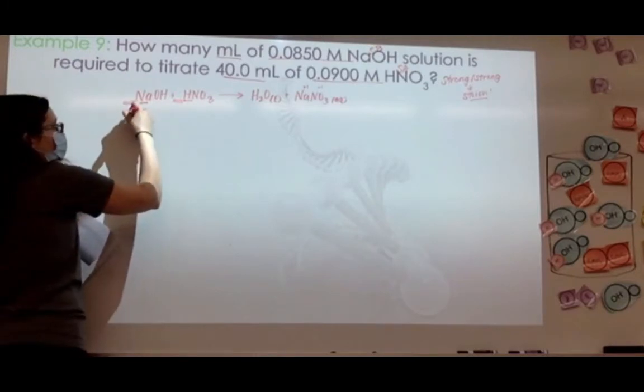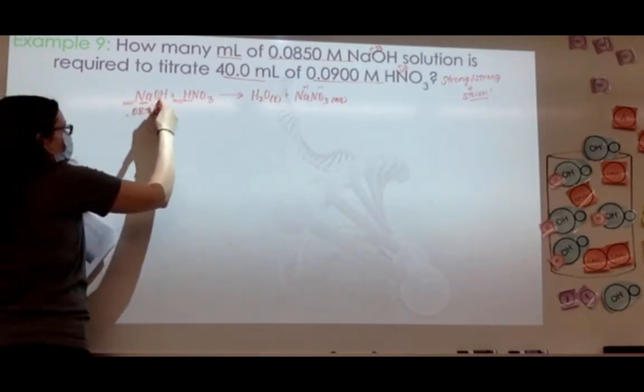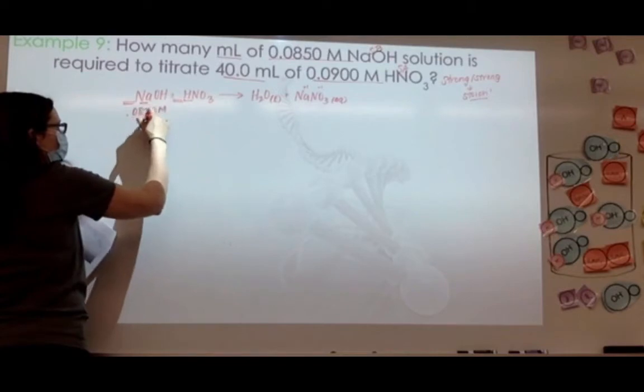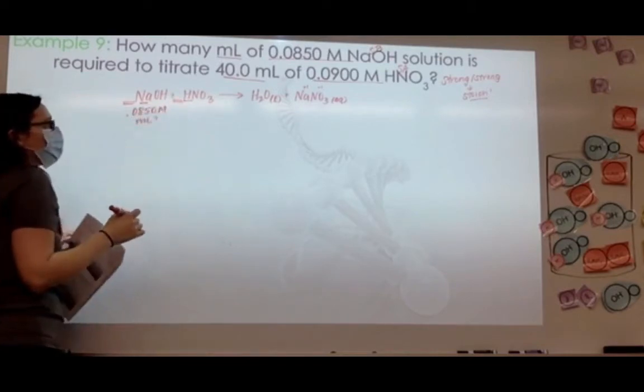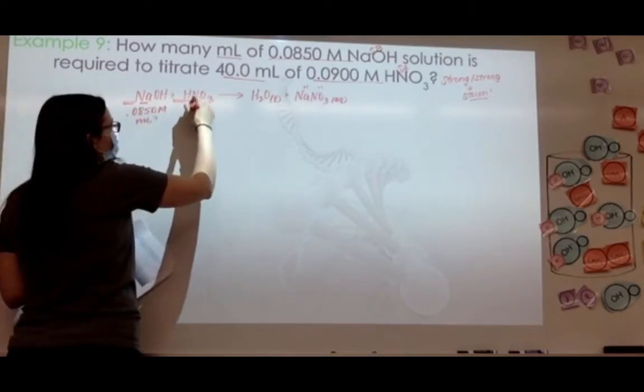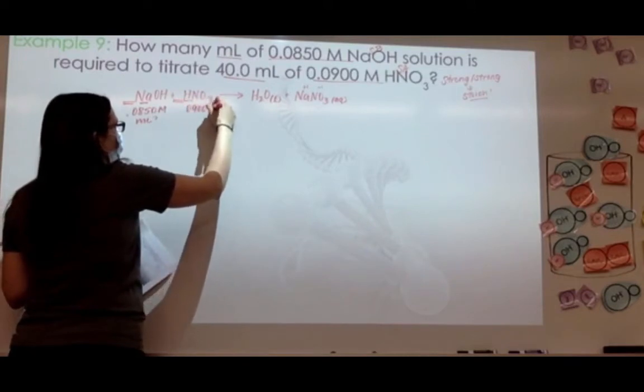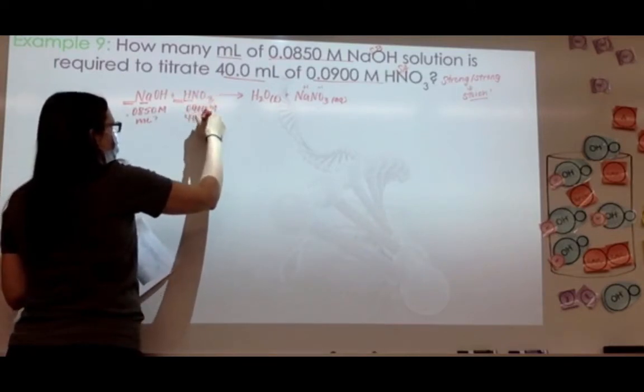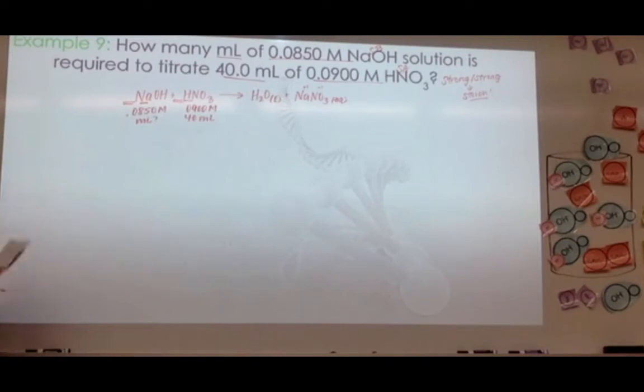So they tell me that I have 0.085 molar NaOH, and I'm trying to figure out how many milliliters, when I have 0.09 molar HNO3, and I have 40 milliliters of that.